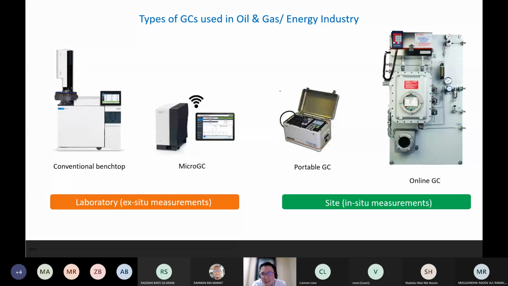Another variant would be a portable GC. I've never had experience using this before, but I have seen some surveyors going around with a portable GC. The portable GC is used for in situ measurements, so you can bring this box into the refinery and have the analysis done in situ.